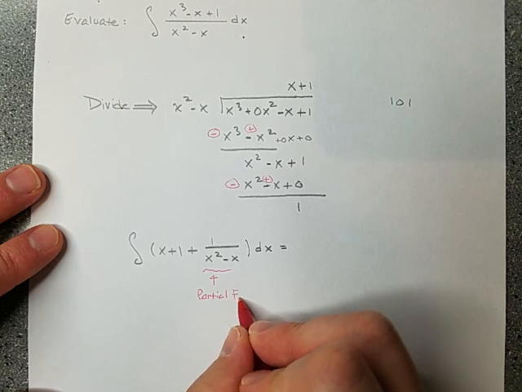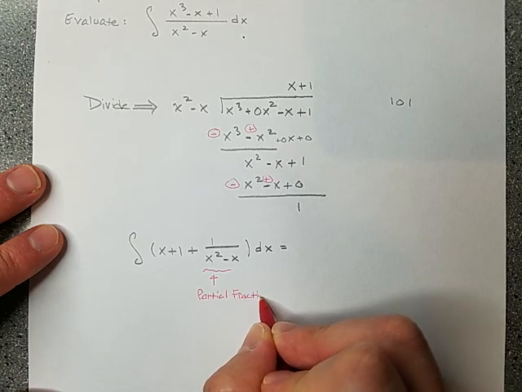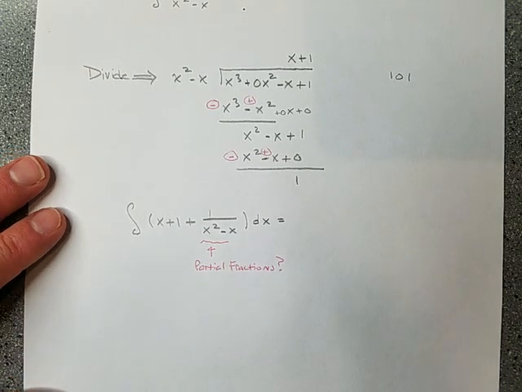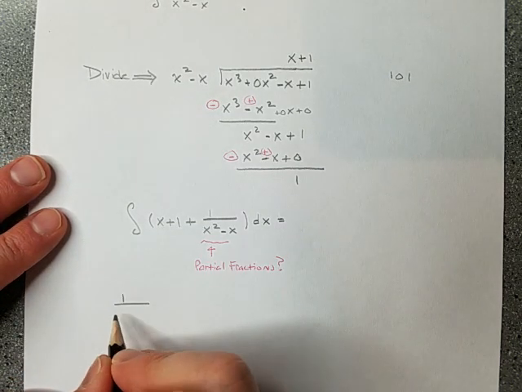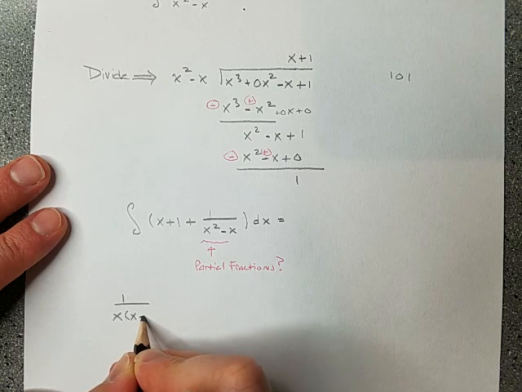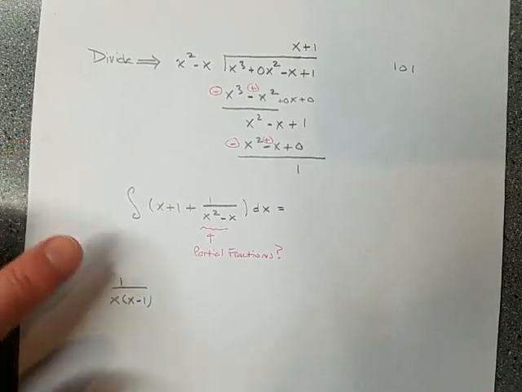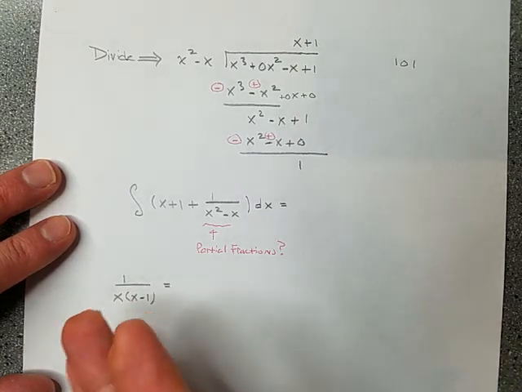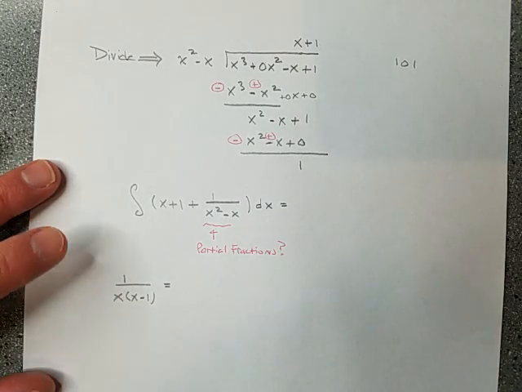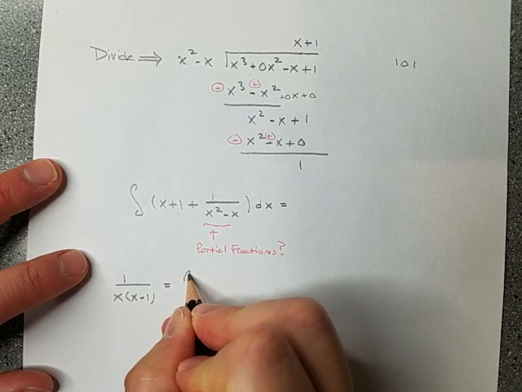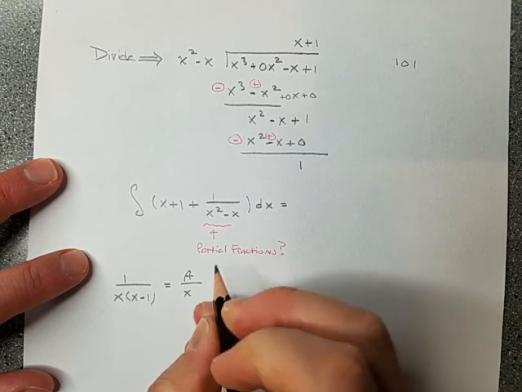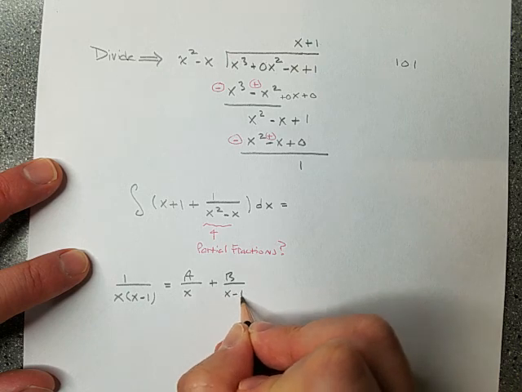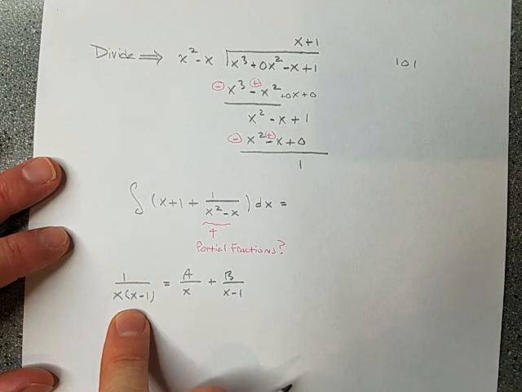Okay, I think we can get it to work by partial fractions, though. So here's what I mean by that. That would be 1 over x times x minus 1. Am I correct about that? So it's conceivable to think that this is some number a over x plus some other number b over x minus 1, given that those are distinct linear factors.